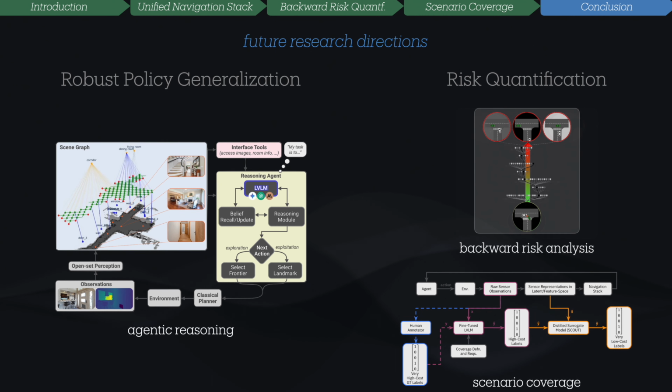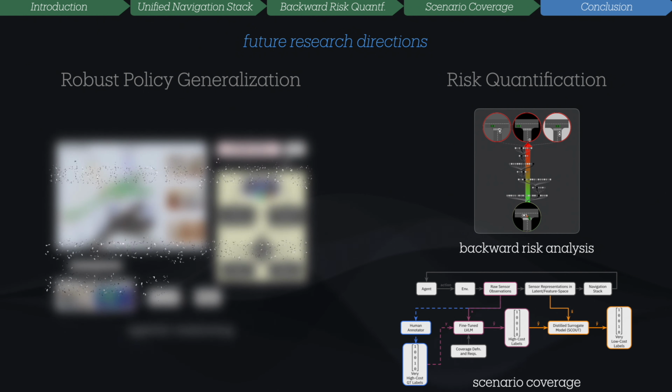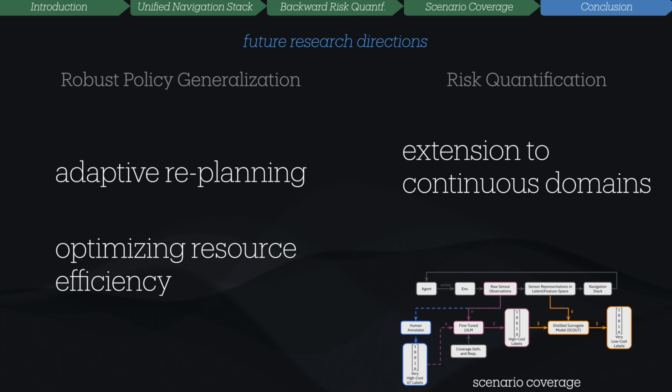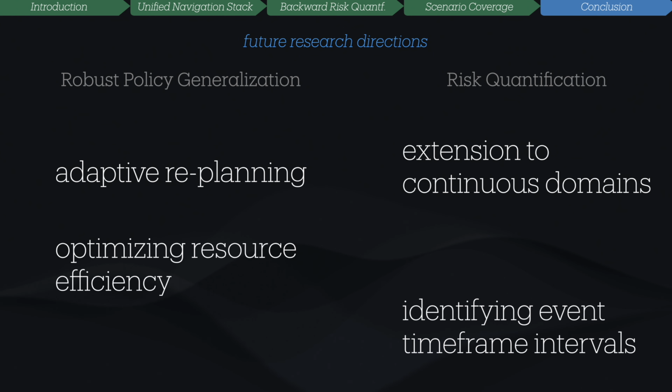I want to talk about some future directions that I think are possible. For the first agentic part, the directions that I would recommend are going into adaptive replanning. So we replan adaptively within the environment. And we want to optimize resource efficiency because right now our token usage is quite high. In the risk quantification part, extensions to continuous domains would be a good way to go in the future. In the scenario coverage part, identifying these event time frame intervals directly would be of great use.